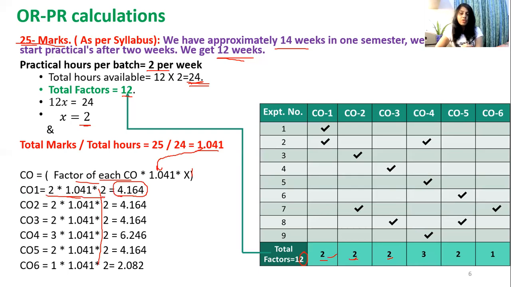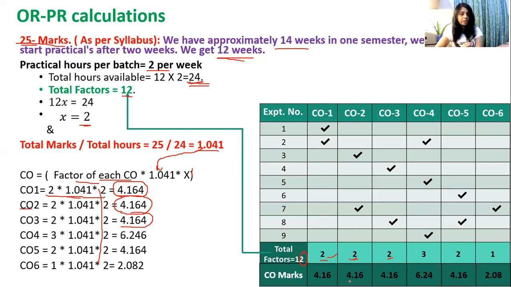This is the CO1 attainment for 25 marks of practical. CO2 attainment for 25 marks of practical is 4.164, and then 4.164 and so on. So we have to divide it like this. Its addition should be 25. So your COs are like this. That means the CO attainment marks for each CO is 4.16, 4.16. I have taken only 2 decimal points like this.